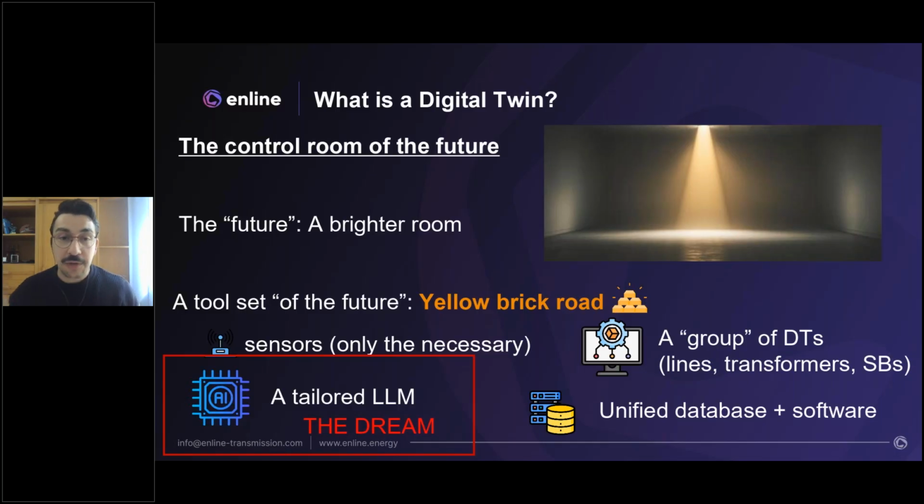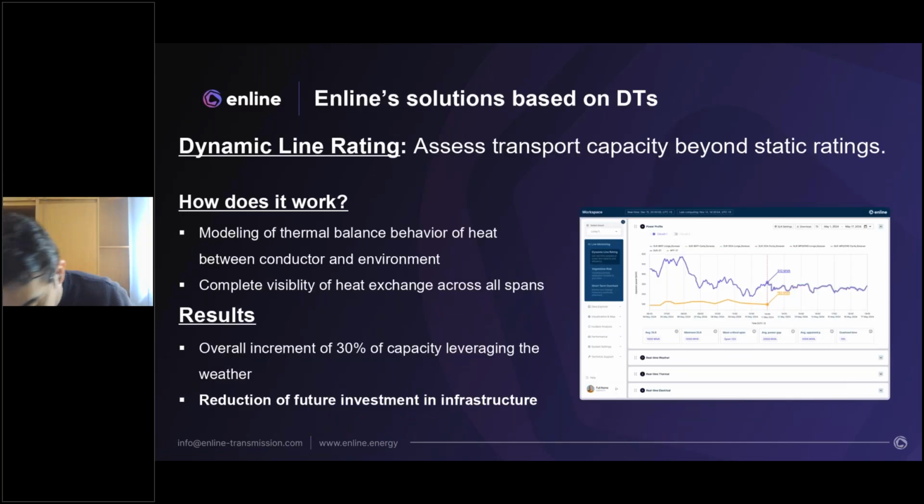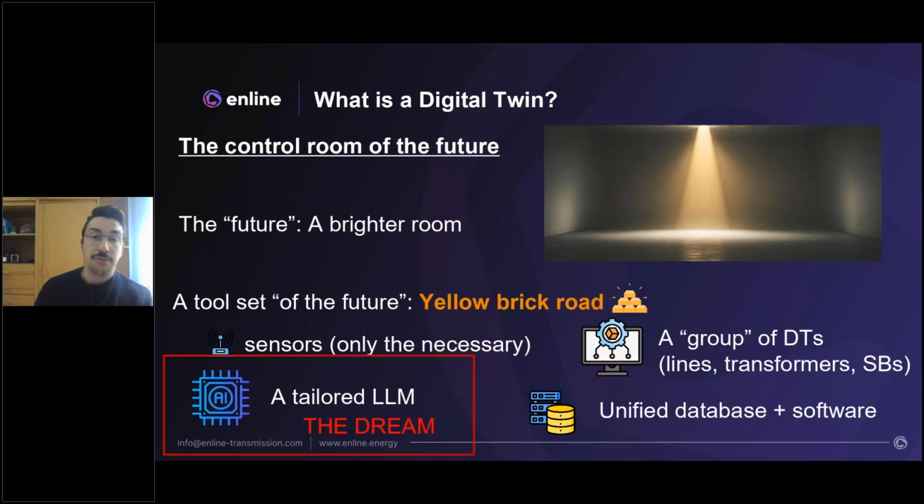But there's a path that we need to create. There's a path that we need to follow to achieve that. So now, talking about this path, I would like to dive deep into some of the tech we've been working on here inside Enline as modules that will compose, as I said, this group of DTs that will be, in the end, manipulated by a large language model in a futuristic view of the control room. Not so futuristic, but.